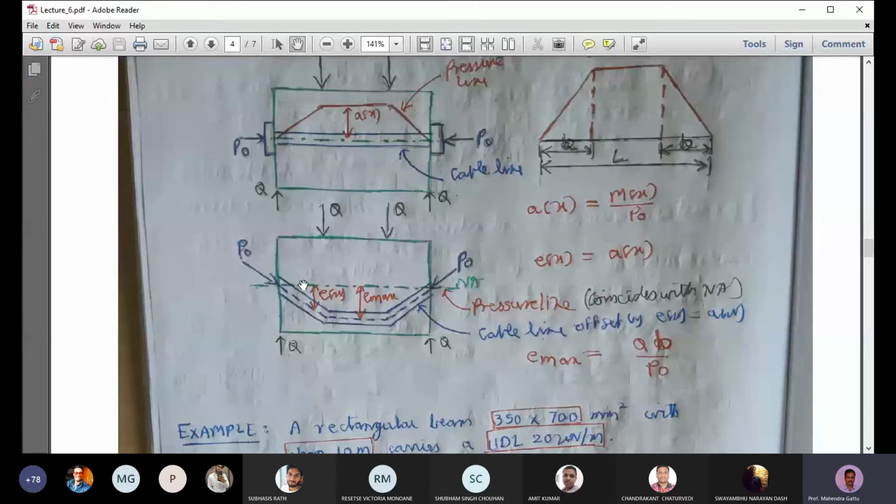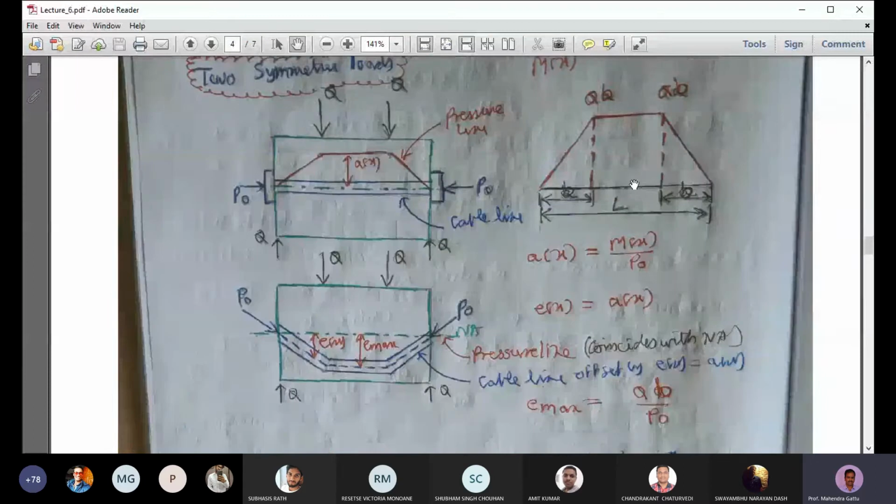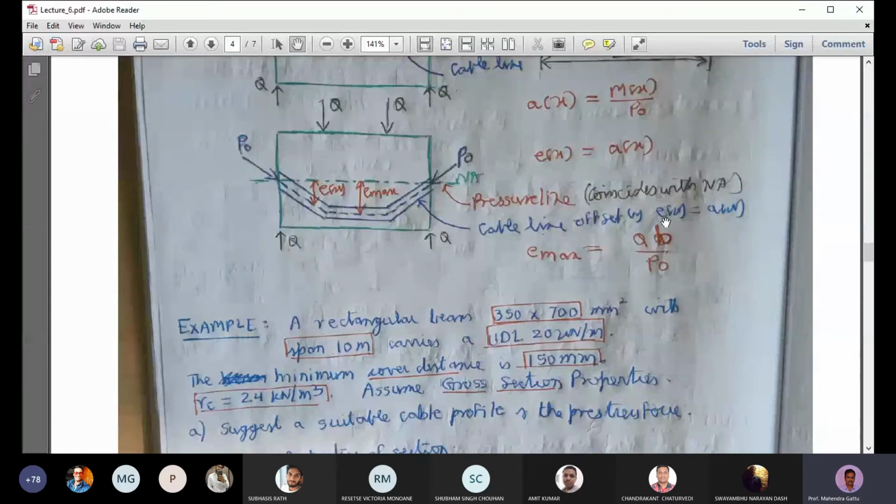So the pressure line will now shift to the neutral axis, and we will have a state of uniform compression. We can find the maximum eccentricity of the cable, E max, and that will be M max by P naught. The maximum bending moment is QB, so we will get QB by P naught.